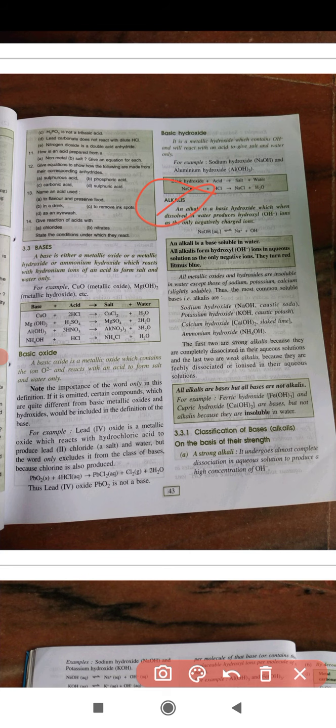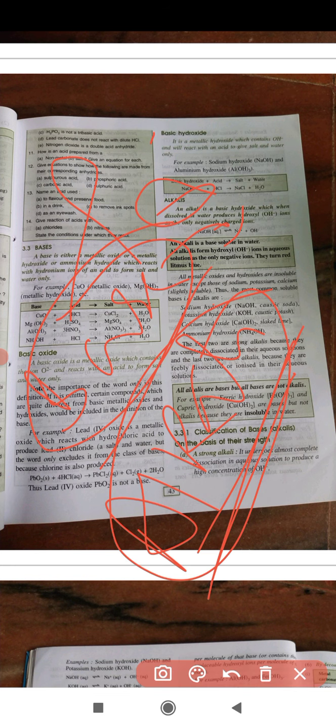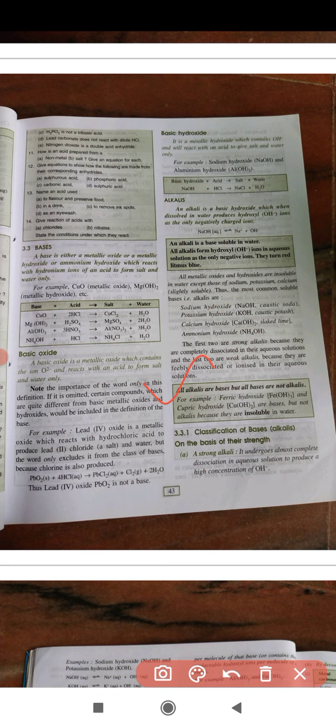What is the difference between base and alkali? That is also a common question you learn in junior class. Alkalis are the bases which are soluble in water. Those bases that dissolve in water are known as alkali. So all alkalis are bases, but all bases are not alkalis, because all bases are not soluble in water. Those which are soluble in water are called alkali. That term can also come in the exam. So students, you read it. Most of the things I have explained.